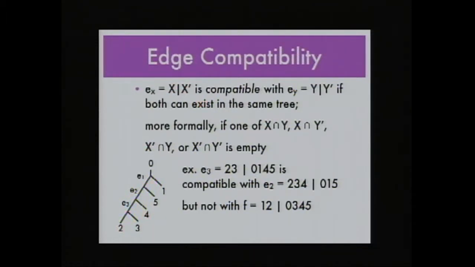But if I have the leaf 2 forming a cherry with 1 here, and E3 tells me that 2 is forming a cherry with 3, there's no way I can have both of those in the same tree. I can't have 2 form a pair with 2 different things. So that's why F is incompatible with E3. And then you could also check that none of these intersections are empty.